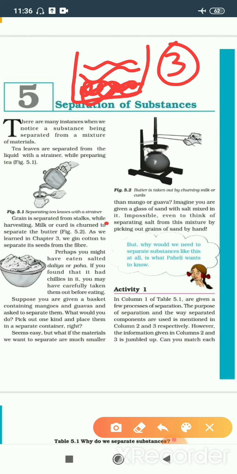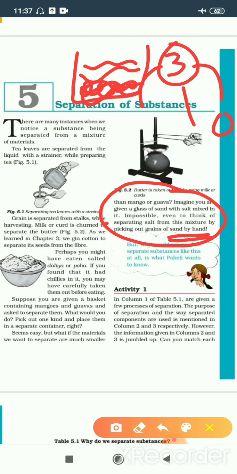So is it possible that we are going to use our hands for separating these three things? No, because here the properties of these three materials are different. Of these three materials, one is salt, but the salt is already dissolved in water. The second material is water, and the third one is sand. Everyone knows that sand will not dissolve in water, it will sink in the water. So let's see how we'll separate these three materials.